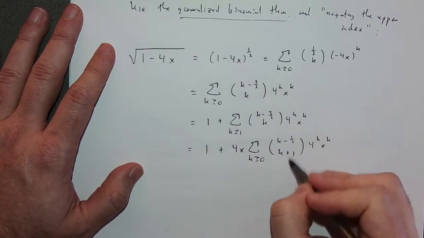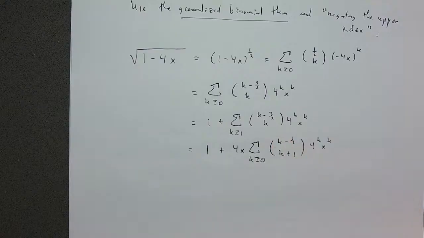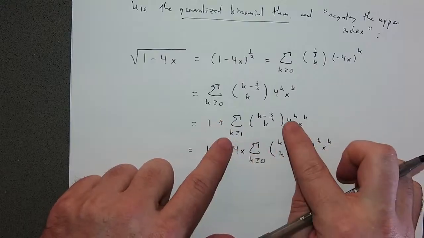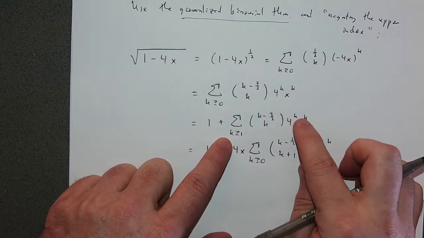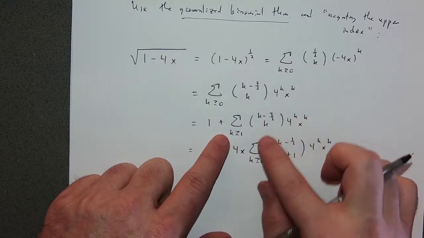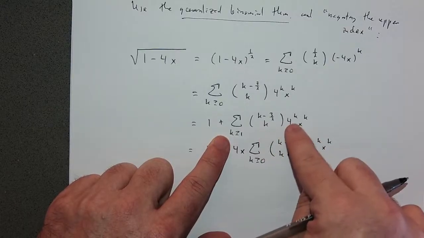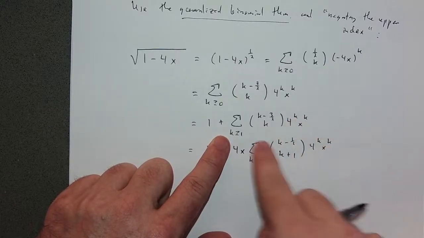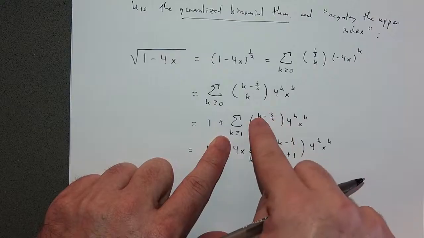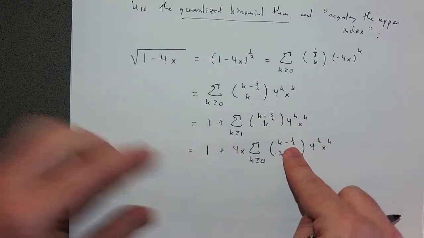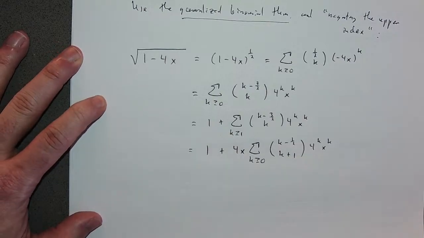You might say, well, why did these change? Because of this reindexing. So again, if you want to do the reindexing, you're pulling out a copy of 4 and x. That replaces these k's with k minus 1s. Then you're replacing k with k plus 1 and starting at 0. So then k becomes k plus 1, k minus 1 becomes k, and then k minus 3/2 becomes k minus 3/2 plus 1, so this would be k minus 1/2. Okay.